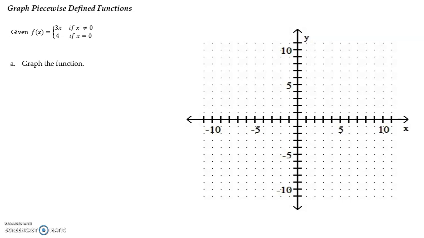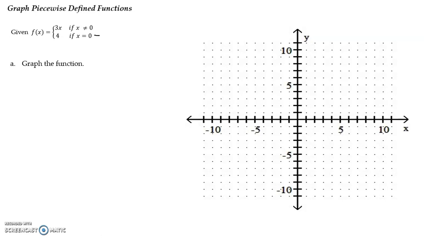Let's go ahead and take a look at graphing a piecewise defined function. This function is going to be coming to us in two pieces. We have f of x equals 3x if we're looking at x values that are not equal to 0. And our second piece, we have f of x is equal to 4 if we're working with an x value of 0. So let's go ahead and start graphing this.